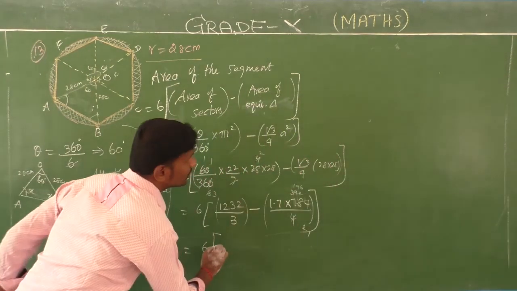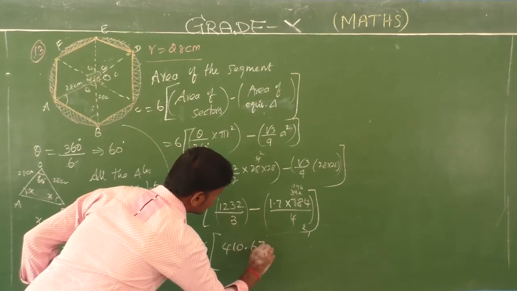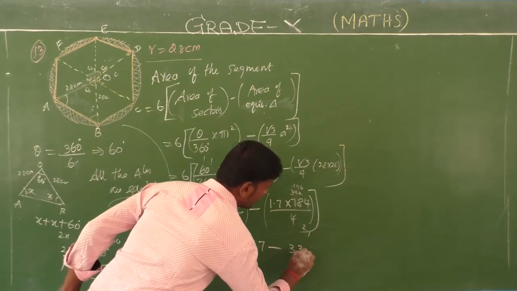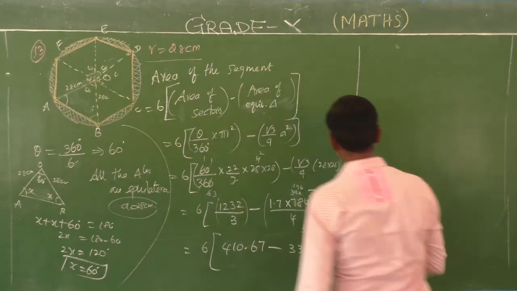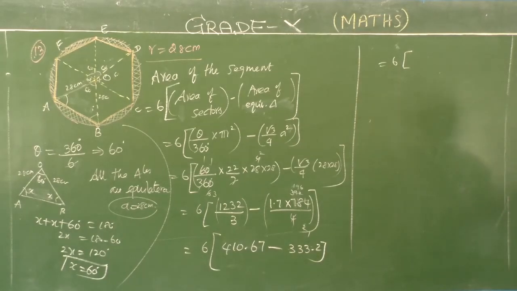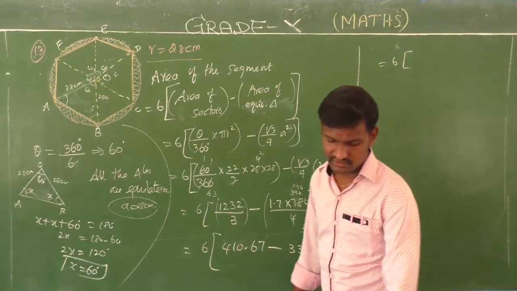So 6 into 410.67, assuming like this, because the 6 is repeated. That's why. Minus 333.2. Now 6 into 410.6, taking 6 also is not a problem, minus 333.2. So 7, 4. Here 10 minus 3 is 7, 0. So getting borrowed, 10 minus 3 is 7. So 77.47.